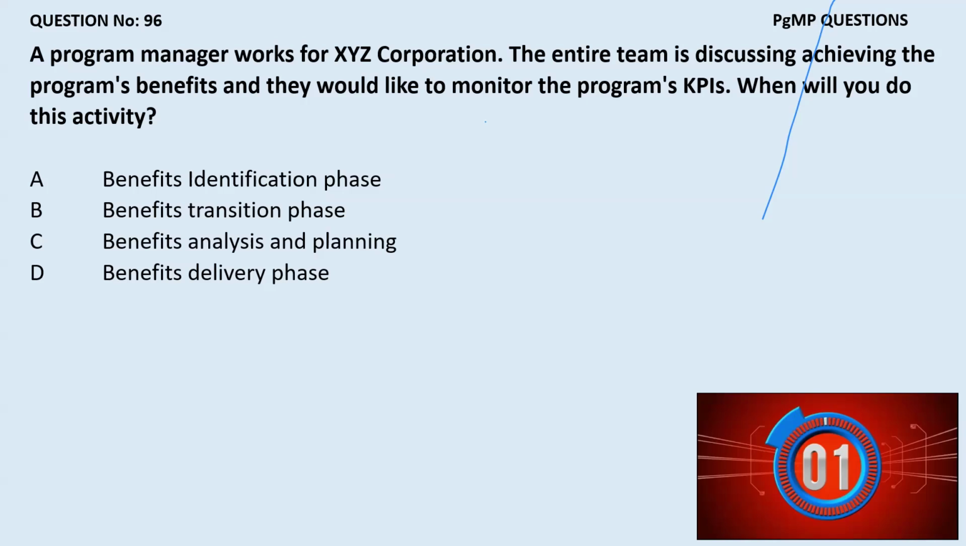I selected B. My understanding was that the entire team is discussing achieving the program benefits. Achieving means at the end, so at the end it should be transition. I mean, it was my thought process, but I get it. It's the delivery phase, because the delivery phase could be anywhere, it's in the middle. Yes.